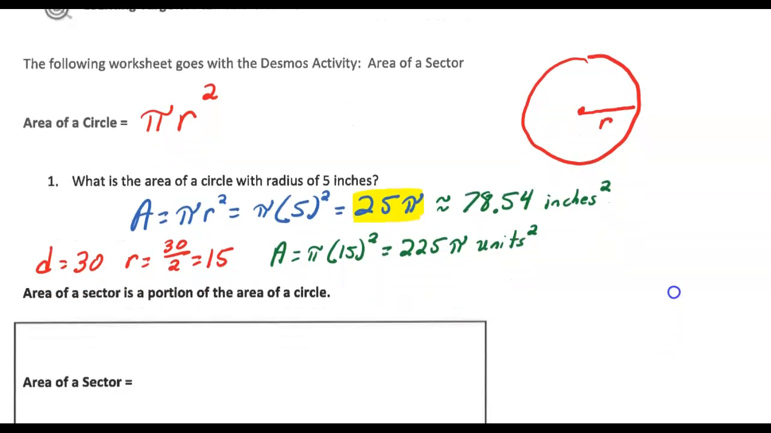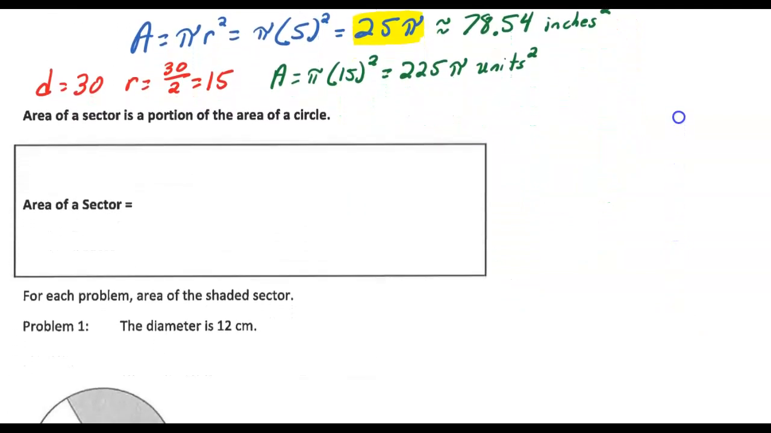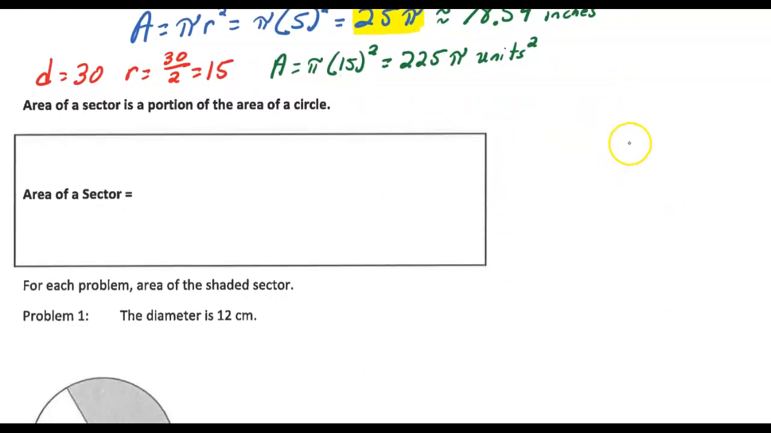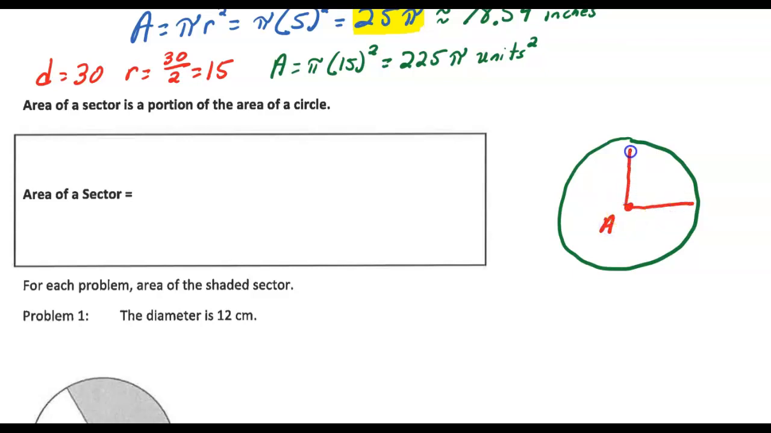Today's learning target is to talk about the area of a sector. So I'm going to draw a sector here. A sector is simply a portion of a circle. So I'm going to draw this here, and this red shaded area is called a sector. I'm going to highlight this in pink.